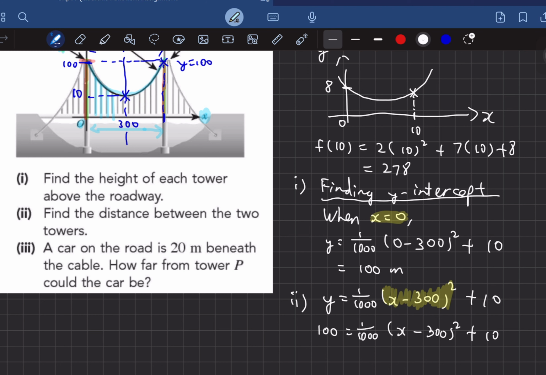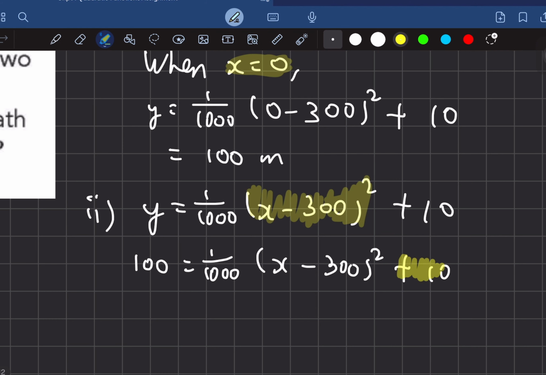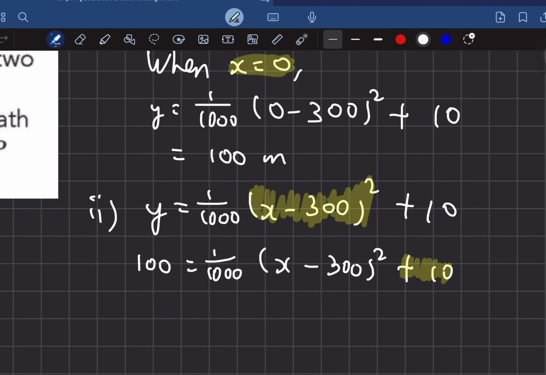Here, please don't expand the bracket, because it's not required. If you expand, your work will be longer and very time consuming. Do remember, for 1 mark we can only spend 1.5 minutes. With this, we cannot remove the 1 over 1000 yet, because we need to remove this 10 before we can remove the 1 over 1000. So we shift the 10 to the left side, or minus 10 on both sides. So we have a 90.